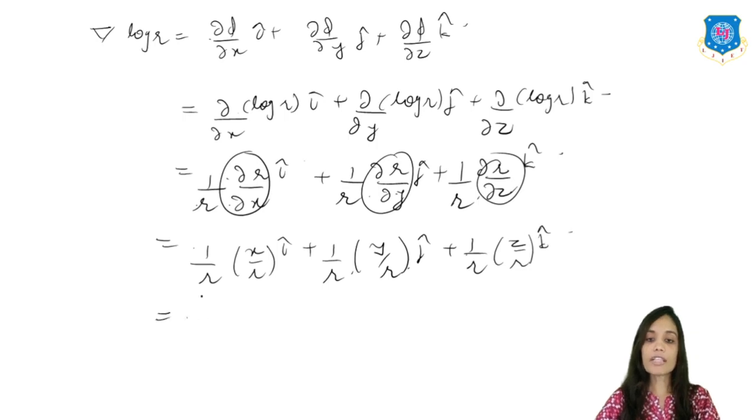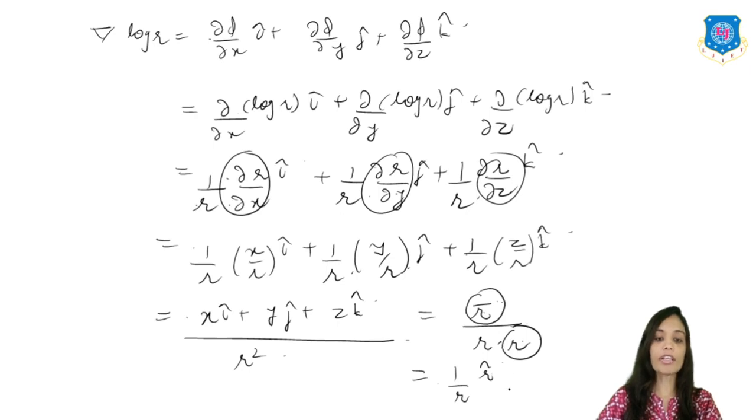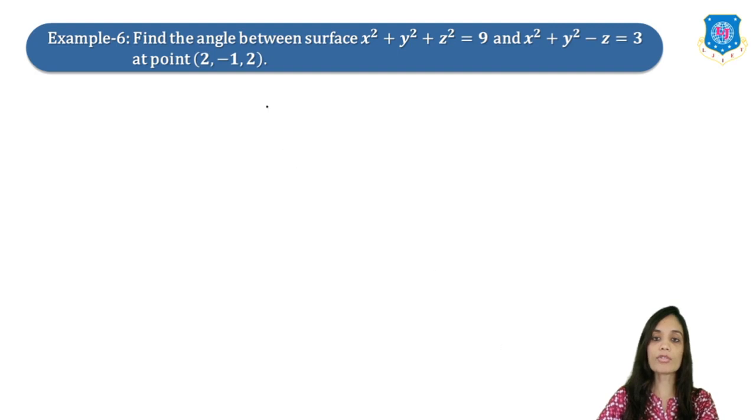Fine. So we can write this on simplification as x i cap plus y j cap plus z k cap upon r square. So now this is your r bar. And this can be written as r into r. Now we know that this r bar upon r is r cap. So this can be finally written as 1 upon r into r cap, because r bar upon r is the unit vector r cap, right? So we have proved our required quantity. Now let us go to the next example.